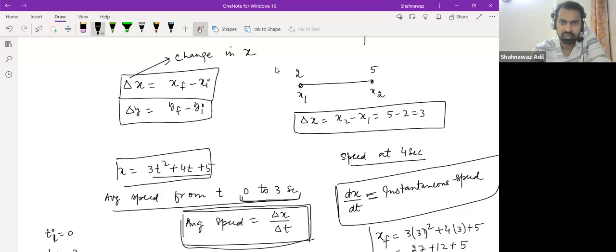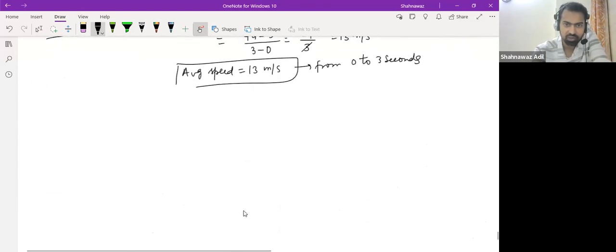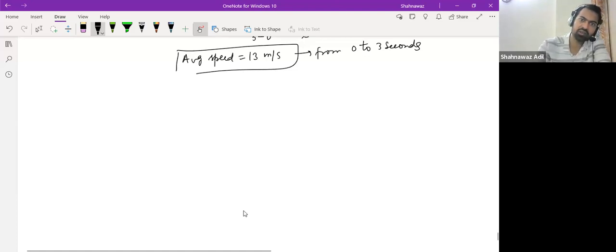So whenever they ask you about the speed throughout the journey, we talk about the average speed. And now the other question was: what is the speed at t equals 4 seconds? So at an instant we are calculating, at t equals 4 we are calculating. So this is instantaneous speed. So we need to find the instantaneous speed first.